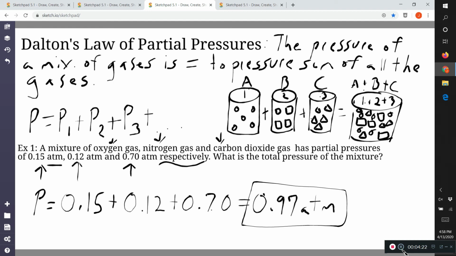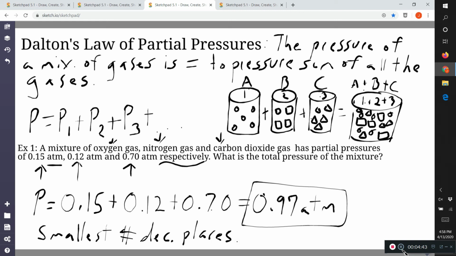The other thing we have to keep in mind, though, is that for sig figs, it doesn't affect here, but the rule for adding with sig figs is smallest number of decimal places. And so in this case, it works out because all of them have 2 decimal places. So our answer should have 2 decimal places.